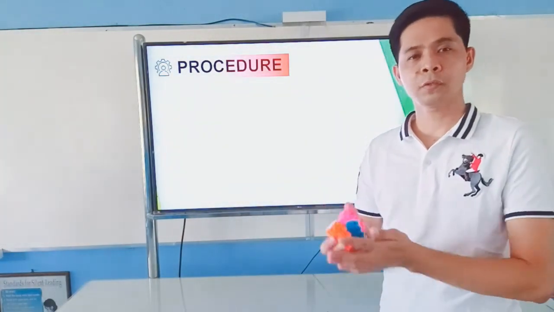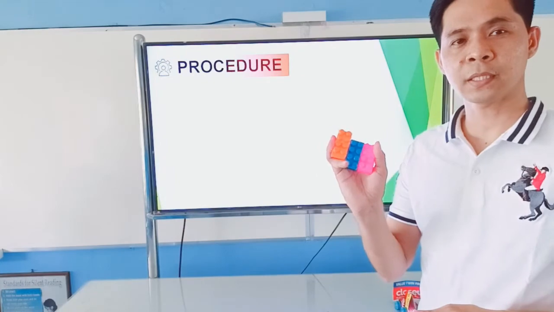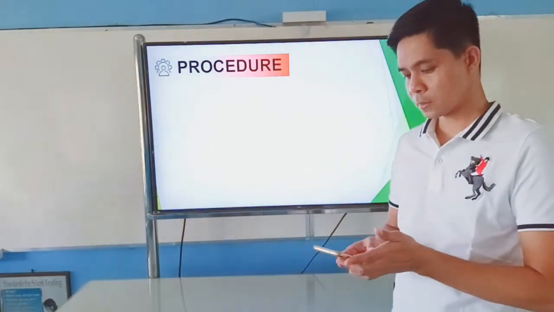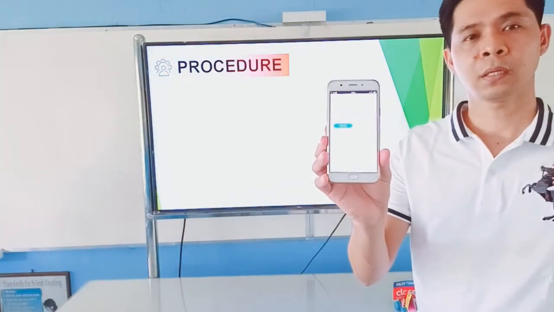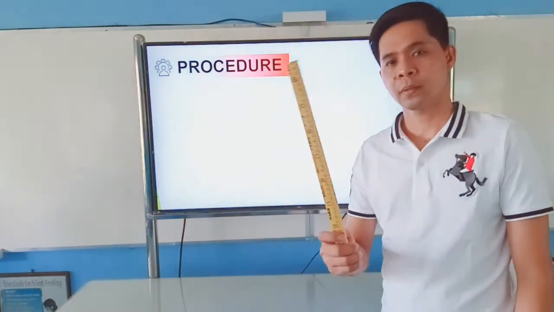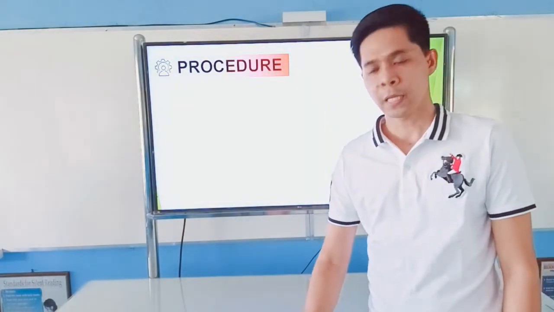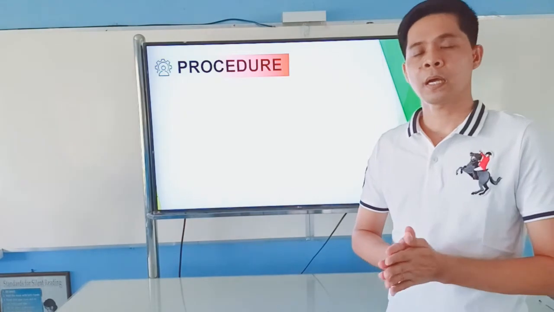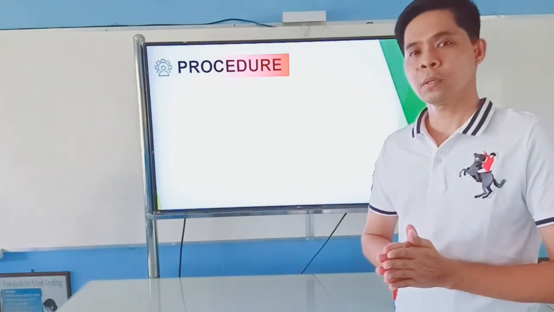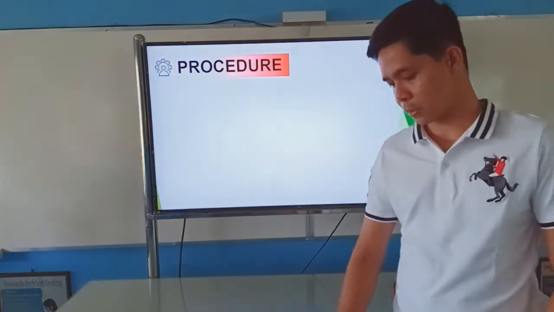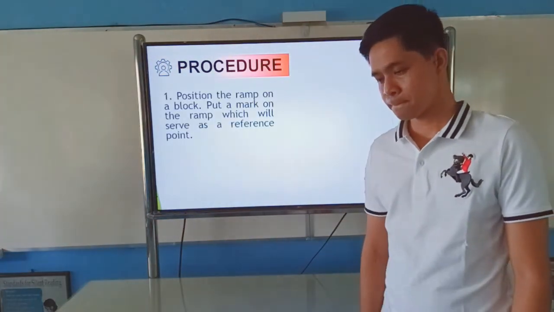Okay, and we will also be using at least 3 blocks. And we also have a stopwatch for this activity. And of course, a ruler. Now that we have all the needed materials, I think we are now ready to perform the activity. So let's see the first procedure.